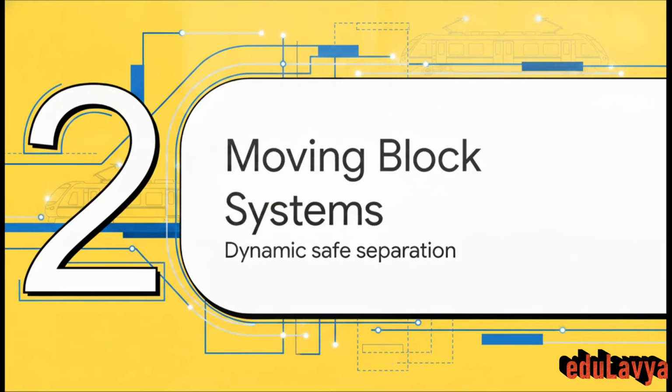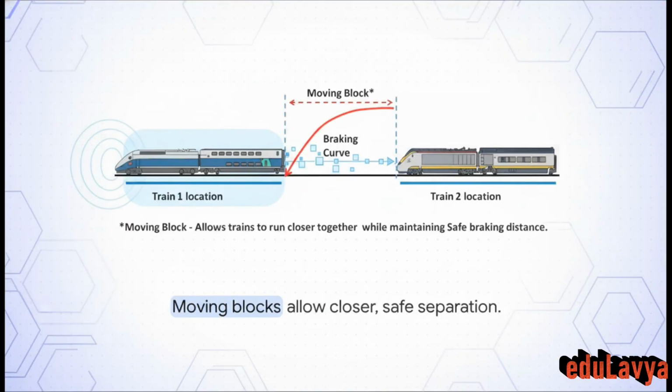Which brings us to Section 2, moving block systems. So how do we solve this bottleneck and utilize all that wasted space without compromising safety? This brilliantly illustrates the exact moment the paradigm shifts. Notice how the protective zone is no longer tied to the physical track infrastructure itself. Instead, the block dynamically moves with the train.